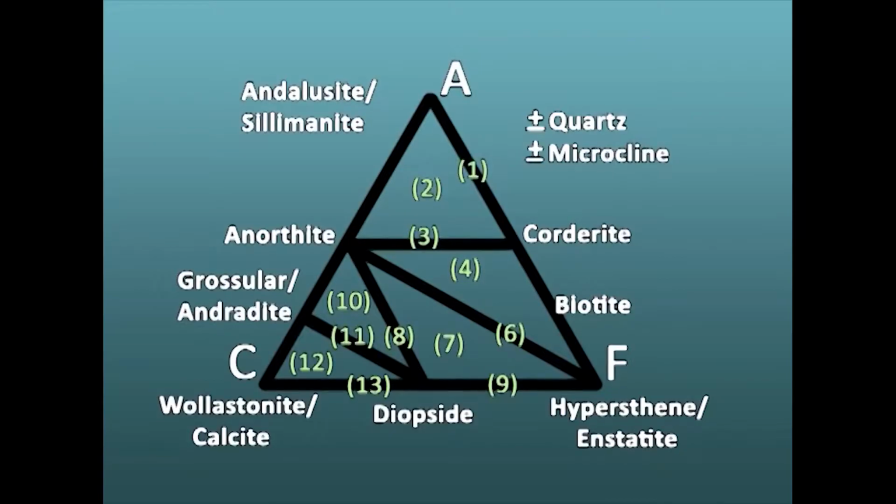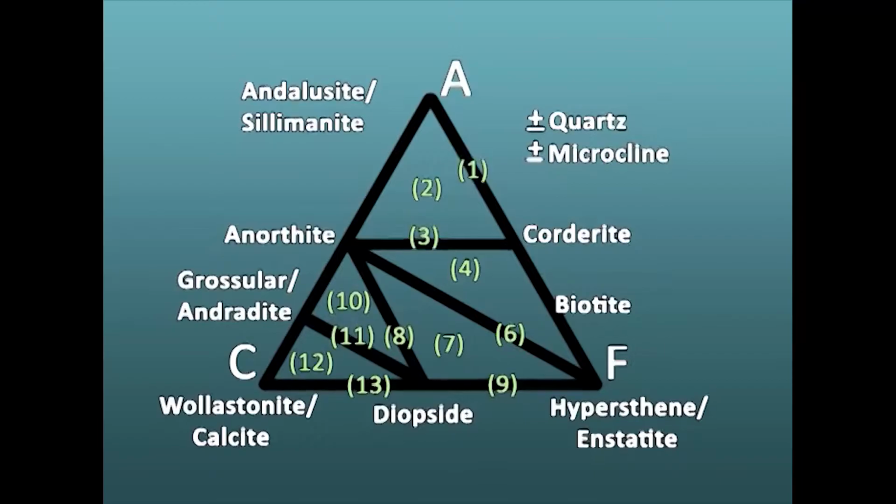ACF diagrams. Eskola in 1915 proposed the ACF diagram as a way to illustrate metamorphic mineral assemblages on a simplified 3-component triangular diagram. He concentrated only on the minerals that appear or disappear during metamorphism, and also gave an idea about the grade of metamorphism.